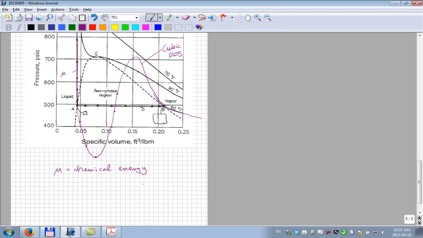And when you do that, what you'll find is that the pressure where the chemical energy on the left side, where it's behaving like a liquid, becomes equal to the chemical energy on the right side, over here, where it's behaving like a vapor or a gas, the pressure where that happens is the vapor pressure. Okay?